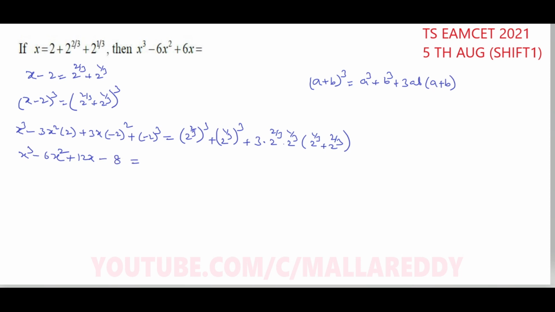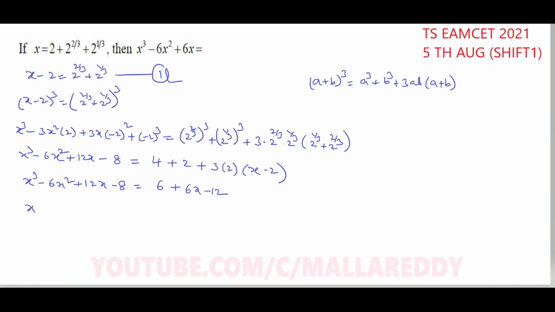This is −8 equal to (2^(2/3))³, that is 2² = 4, plus (2^(1/3))³, that is 2, plus 3 × 2^(2/3) × 2^(1/3), that is 2^(2/3 + 1/3), that is 2, times (2^(1/3) + 2^(2/3)). This is the first equation, that value is x − 2. So x³ − 6x² + 12x − 8 = 4 + 2 + 3 × 2 × (x − 2), that is 6 + 6x − 12.